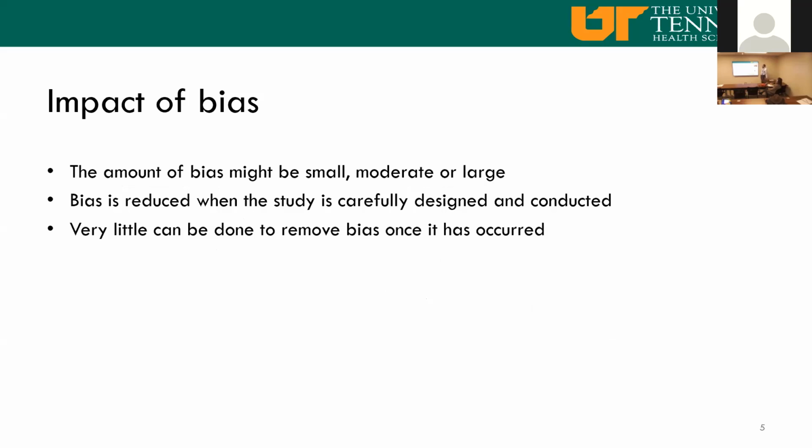The amount of bias might be small, it can be moderate, it can be large. And so bias is reduced when the study is carefully designed and conducted. And once bias happens, very little can be done to reduce or remove bias once that has occurred. Bias occurs during the selection of study participants or during the collection of data.